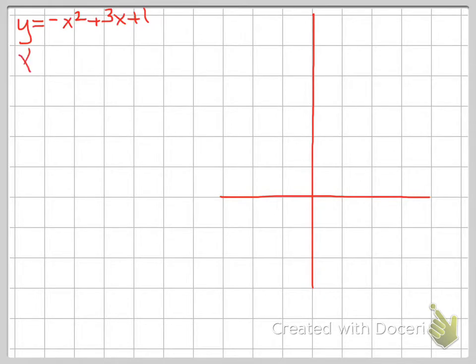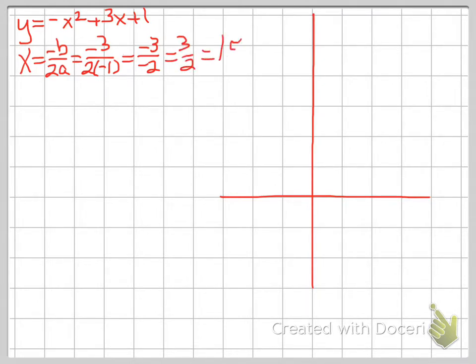Alright. We've got x is equal to negative b over 2a. So that's negative 3 over 2 times negative 1, which is negative 3 over negative 2, or positive 3 over 2, or 1.5. Okay, so my axis of symmetry is 1.5.